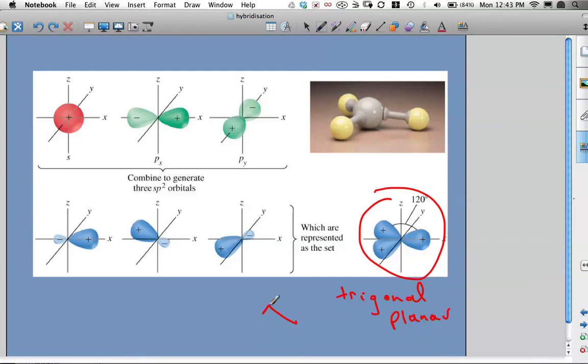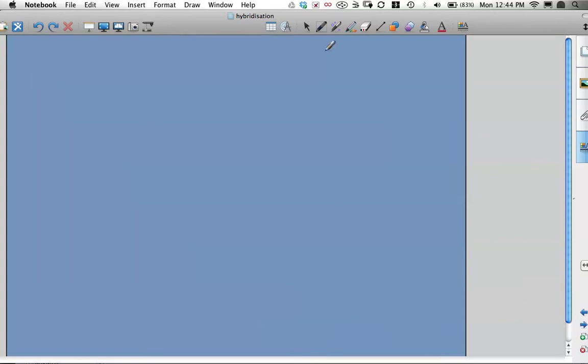These three are separating out as far as possible, and that is 120 degrees. If you try and do it any other way, you won't get that bond angle this far apart. And it looks like this, a triangle. Okay. Now this type of bonding is quite easily shown by looking again at carbon.